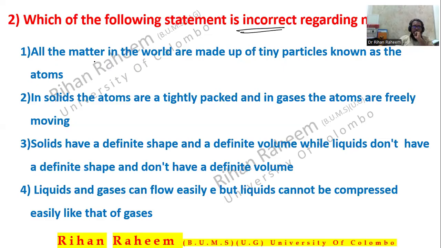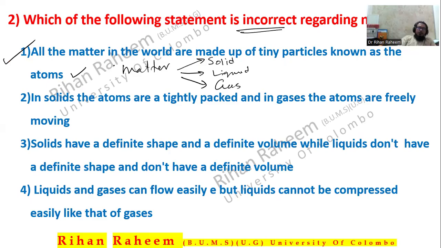Now here they are saying all the matter in the world is made up of tiny particles known as atoms. Yes, whether it is solid matter or liquid matter or gaseous matter, all of them are composed of atoms. Atoms make up matter. If the atoms are tightly packed, we call it solid. If the atoms are loosely packed, we call it liquid. If the atoms are freely moving here and there, we call it gas. That's the difference. But everything is made out of atoms. So the first statement is correct.